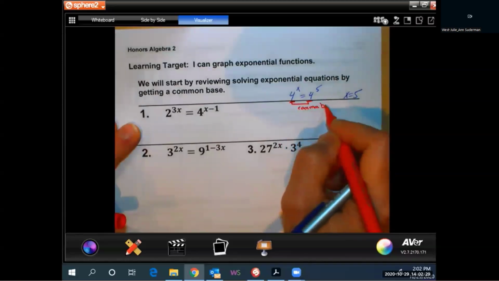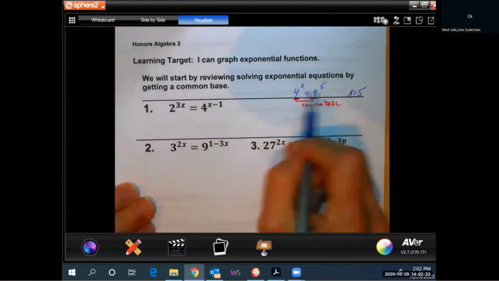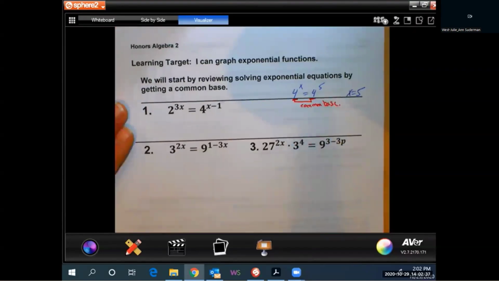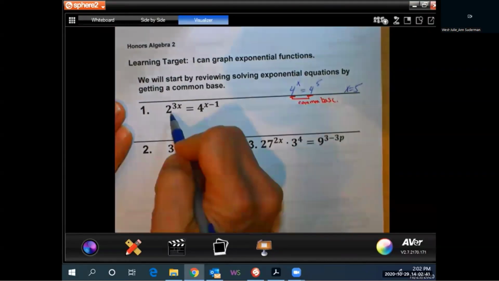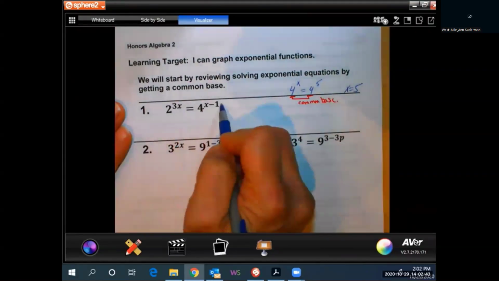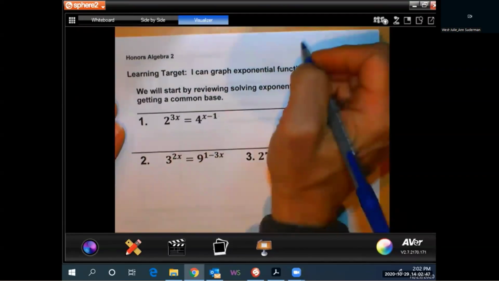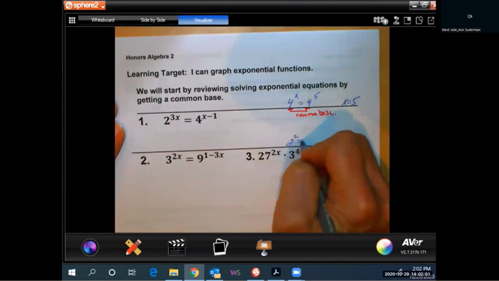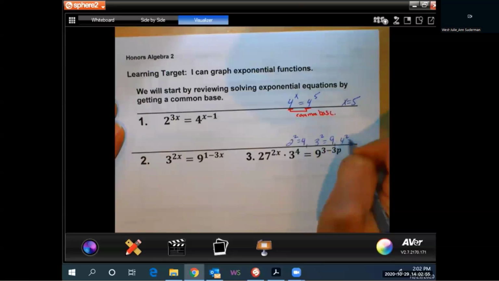If we can get the bases to be the same, then all we have to do is look at the exponents to solve that. So let's look at this example here. We have 2 to the 3x and 4 to the x minus 1. You do need to know your perfect squares. 2 squared is 4, 3 squared is 9, 4 squared is 16. You should be able to break those down.